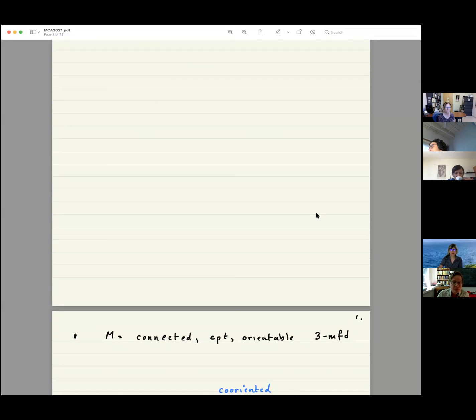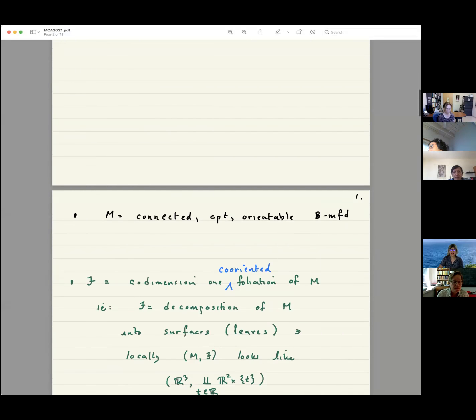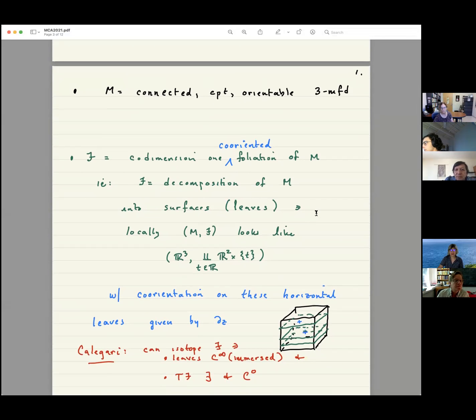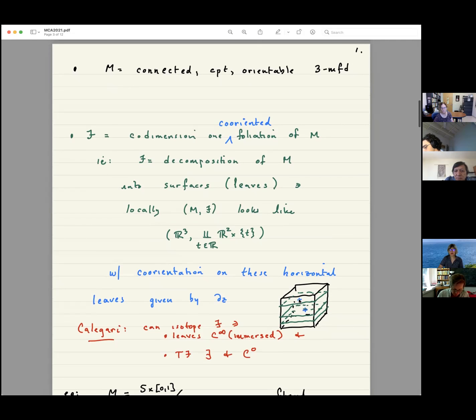And we're going to be now moving to the context of thinking about M as just a connected, compact, orientable three-manifold. And we're going to be thinking about codimension one foliations of our manifold. And that just means we have a decomposition of our manifold into surfaces so that locally the surfaces fit together nicely. Locally, if we think about covering our manifold with a foliation chart, locally we look like R3 and the leaves meet the R3 just in horizontal planes.